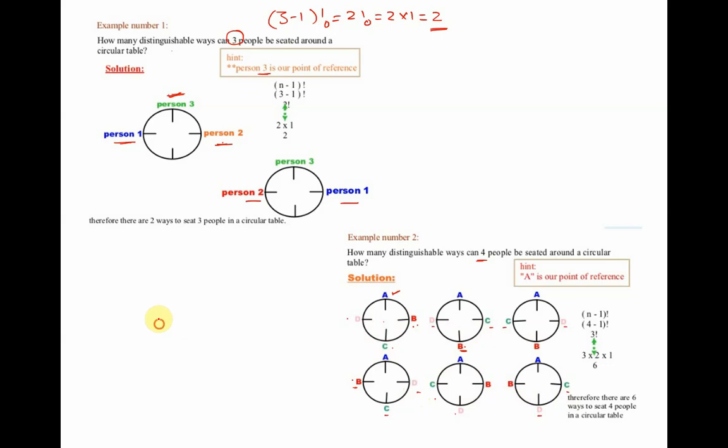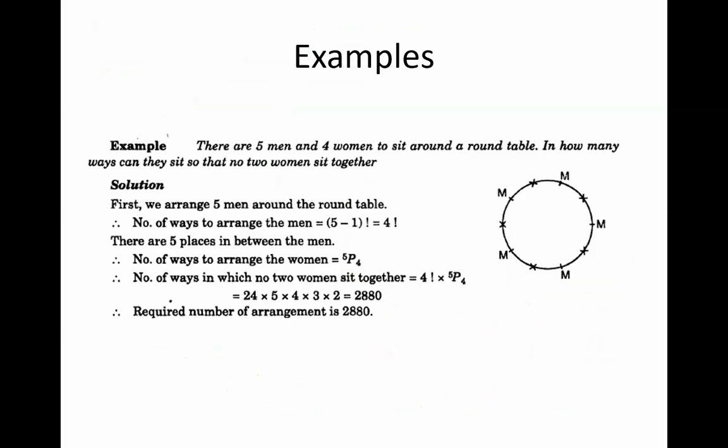If I use the formula, 4 minus 1 factorial is equal to 3 factorial, that is equal to 3 multiplied by 2 multiplied by 1, that is equal to 6. So I can seat 4 people around a circular table in 6 ways. Let's take one more example.